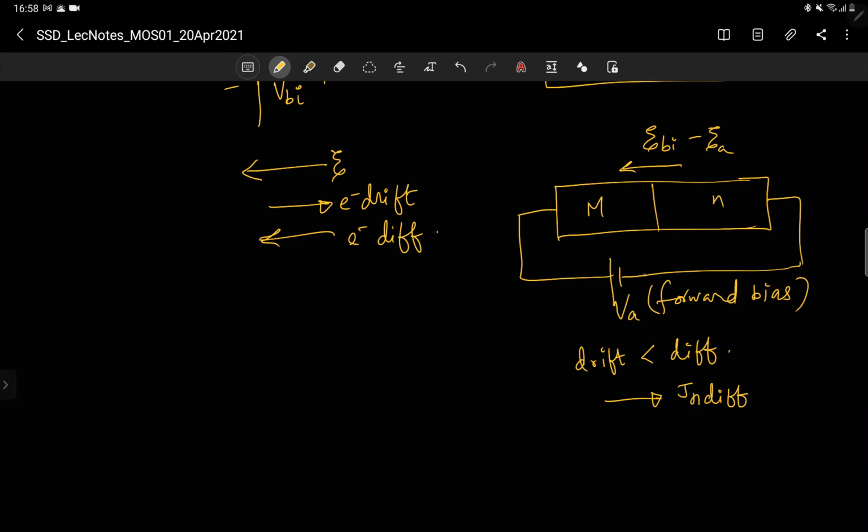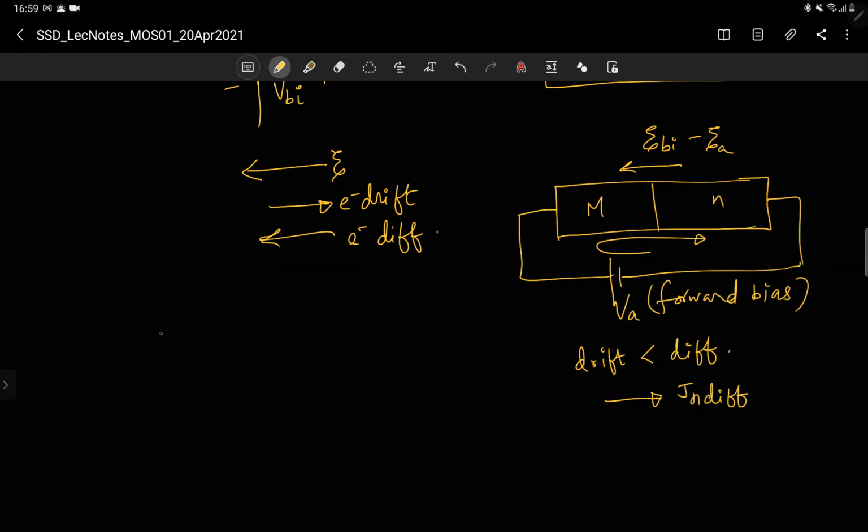So you will have a positive current flowing like this entirely due to diffusion of electrons in the depletion region, and in the quasi-neutral region it will be drift, because a small field will be there in the quasi-neutral region. So this is how it is. It is more like PN diode theory, where drift is suppressed when you apply forward bias and diffusion remains the same. So diffusion is more than drift, and it is all diffusion current in PN junction forward bias.